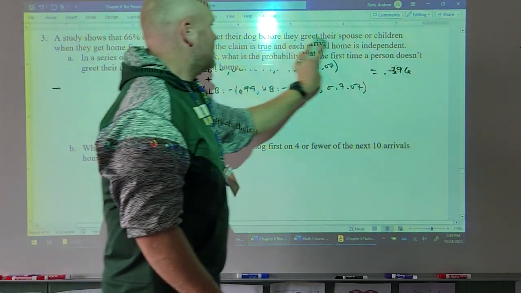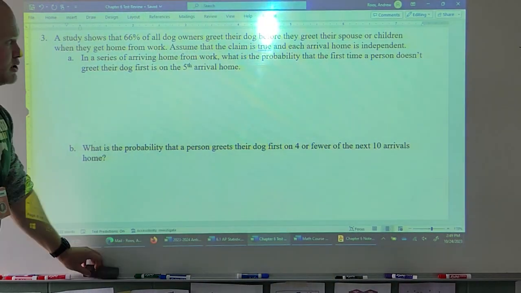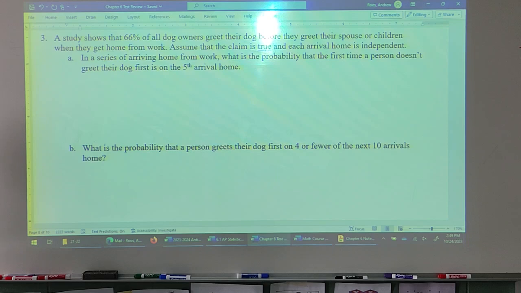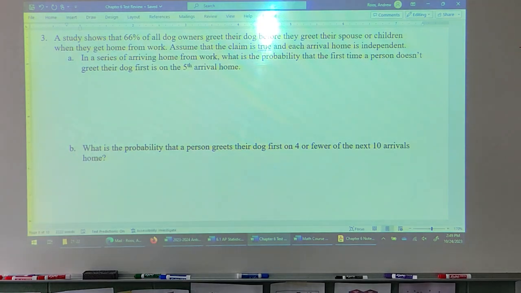Study shows that 66% of all dog owners greet their dog before they greet their spouse or children when they get home from work. Assume that the claim is true and that each arrival home is independent. In a series of arriving home from work, what is the probability that the first time a person doesn't greet their dog first is on the 5th arrival home?